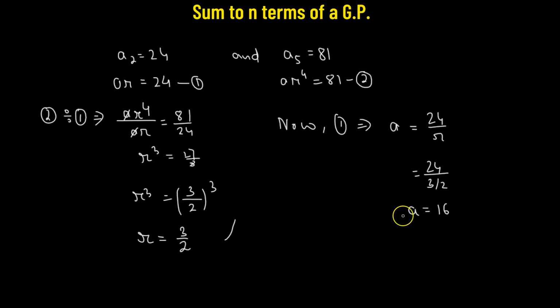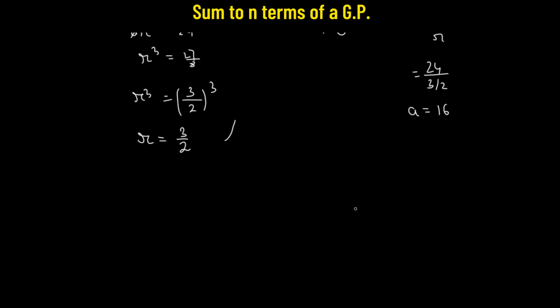Now that we have the first term, we can obtain the sum to the first 8 terms. So we will use the formula for the sum up to the n terms of our geometric progression. So here our value of r is greater than 1. So then our sum will become a times r raised to the power of n minus 1 divided by r minus 1. And this formula works whenever the common ratio r is greater than 1.